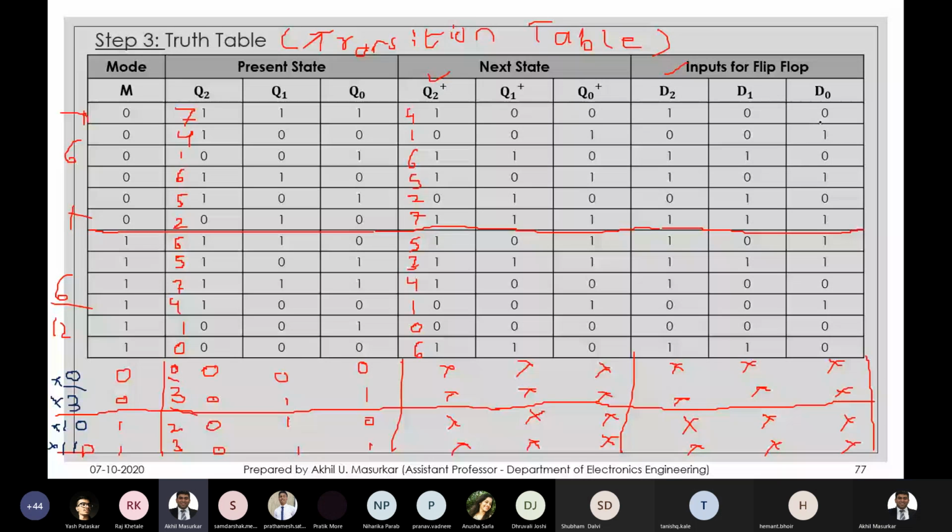Yes, sir, you can. The answer will still be right. You will still get the same sequence, but at slightly higher hardware, which will ensure that by chance also this will never go into a lock condition.